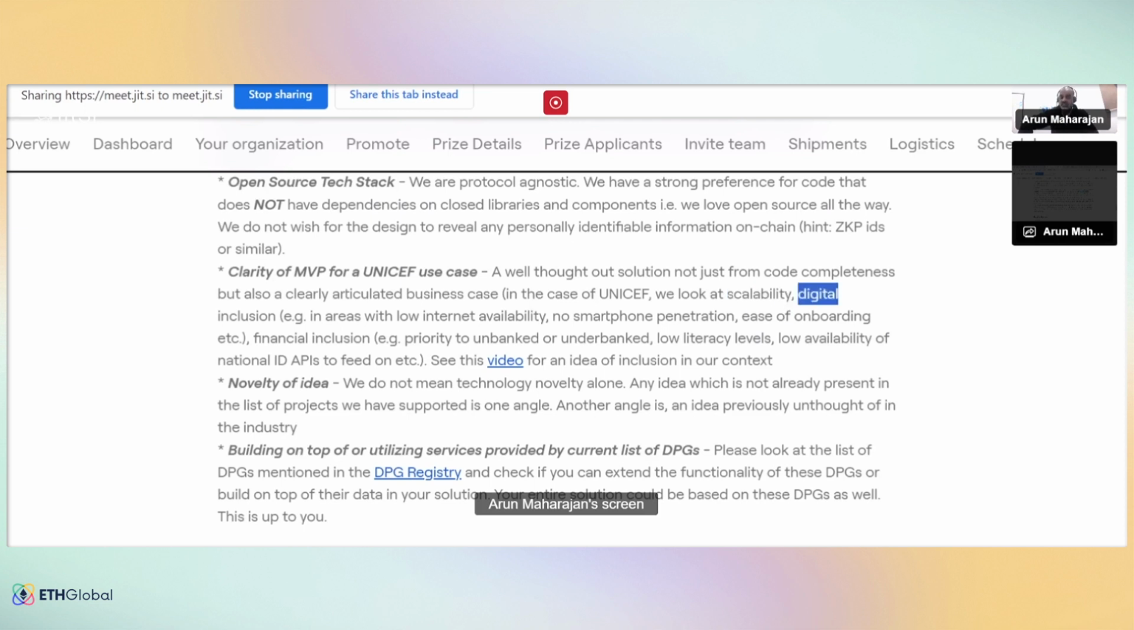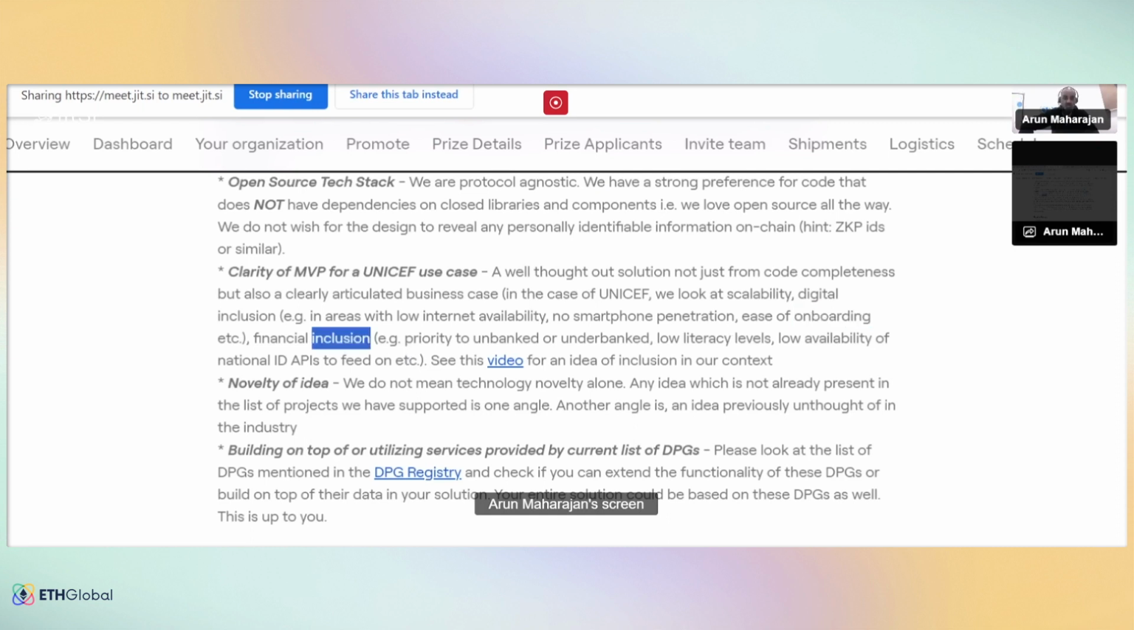Digital inclusion. So we work in areas with people, the most vulnerable, where maybe there is very low internet availability or no internet. People may not have smartphones. And of course, onboarding to Web3, we know that it's tricky. Is there a simpler way to onboard? Is there a more inclusive way to onboard? So these are all things to keep in mind, which we will appreciate a lot.